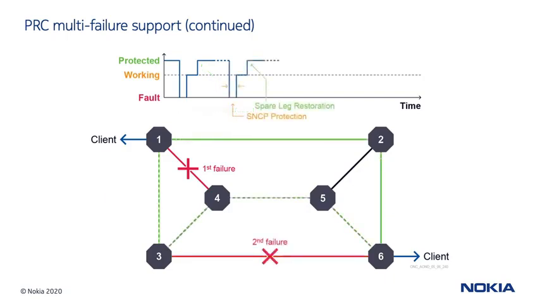The same sequence can be repeated multiple times. For instance, after a second failure happens between nodes 3 and 6, the traffic is switched within 50 milliseconds thanks to SNCP, and the failed leg is restored thanks to GMPLS.